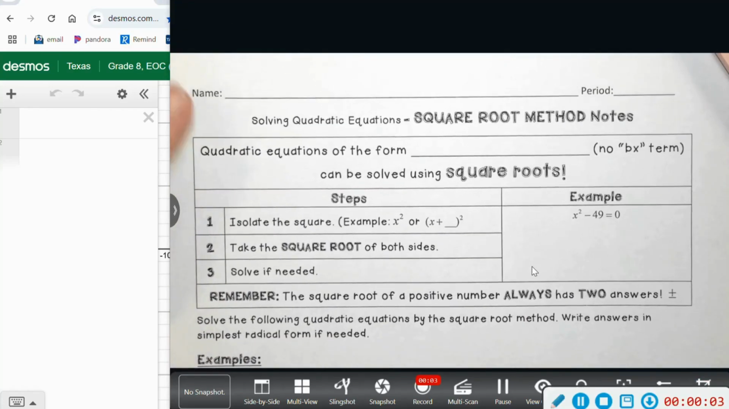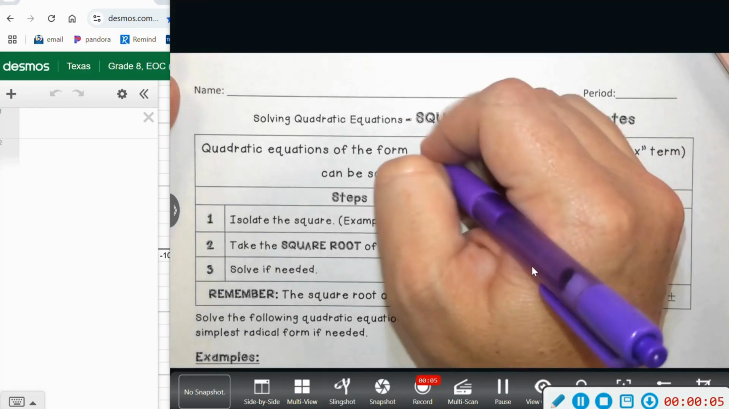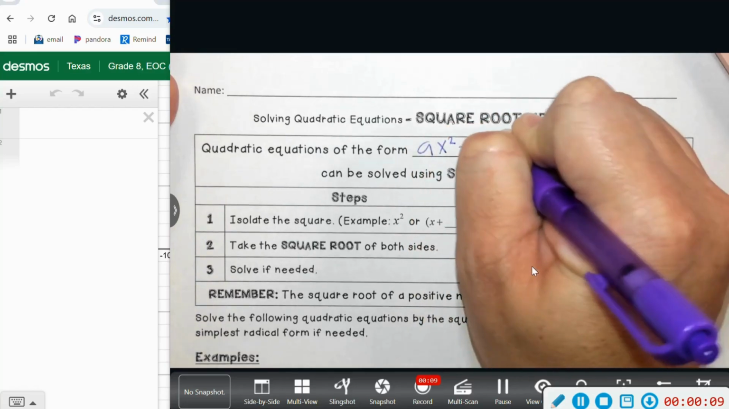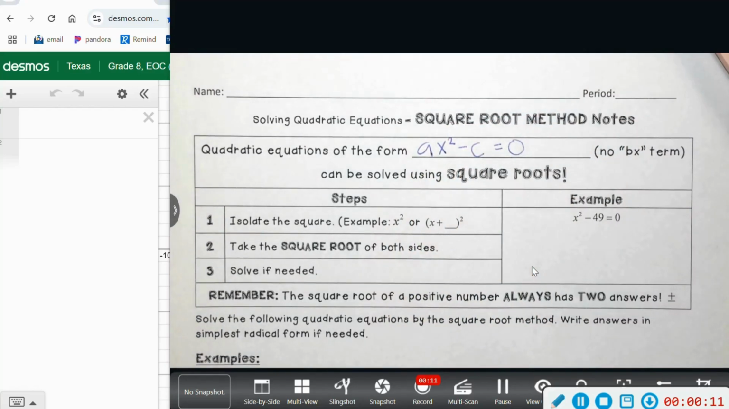Okay, so quadratic equations of this form cannot have a b term. Ax squared minus c equals 0. These are the forms of equations that will work.